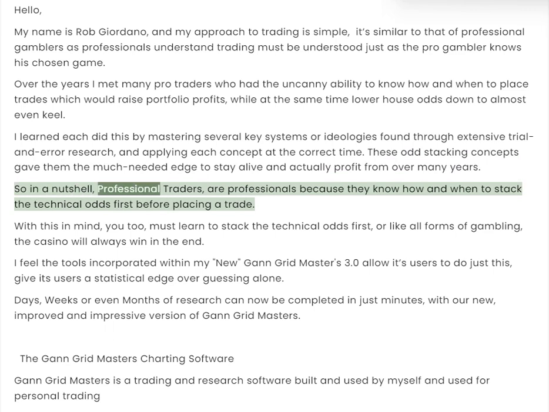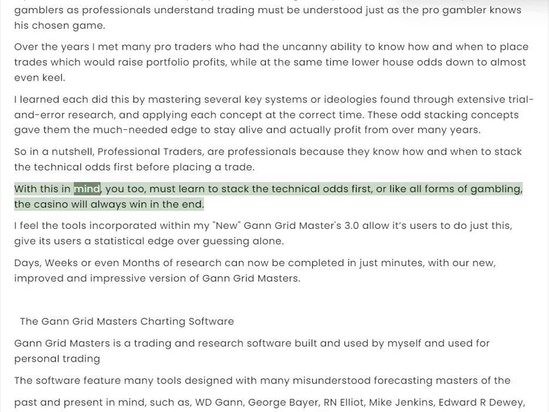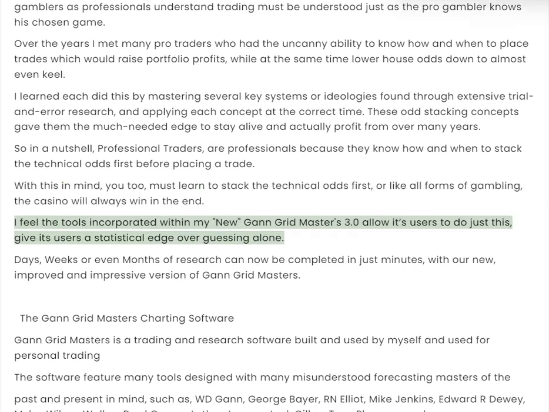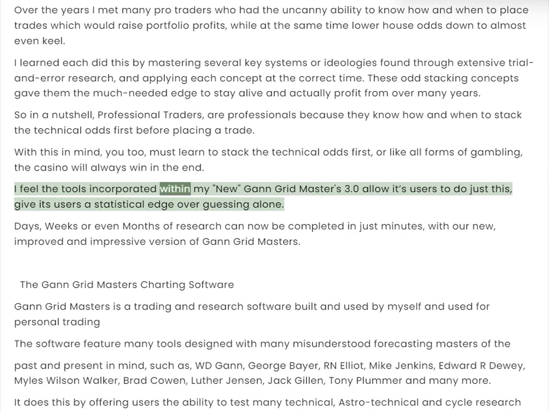So in a nutshell, professional traders are professionals because they know how and when to stack the technical odds first before placing a trade. With this in mind, you too must learn to stack the technical odds first, or like all forms of gambling, the casino will always win in the end. I feel the tools incorporated within my new Gann Grid Masters 3.0 allow its users to do just this, give its users a statistical edge over guessing alone.